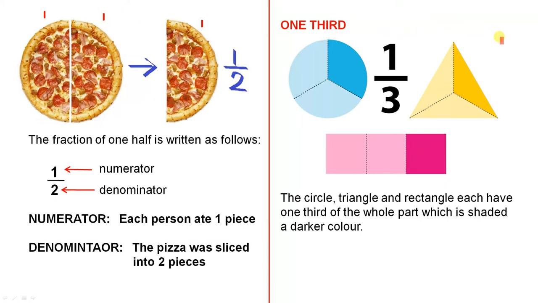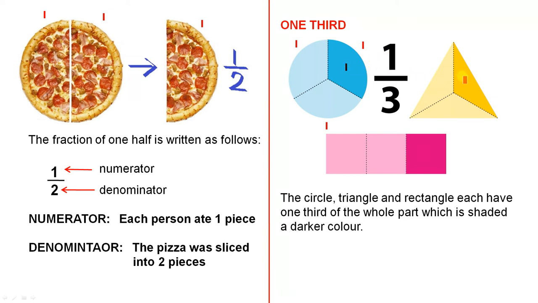Let's look at the simple fraction of 1/3. Now in each of these cases, the 1 represents the smaller part that we are considering. For example, this dark blue section here is 1/3 of the whole circle, because the circle is divided equally into 3 parts. So they are 3 equal parts, which represents the denominator. We are considering this dark section, which represents the numerator, and that's 1/3.